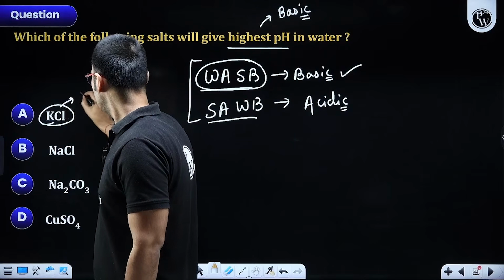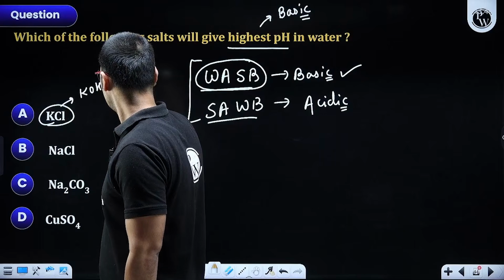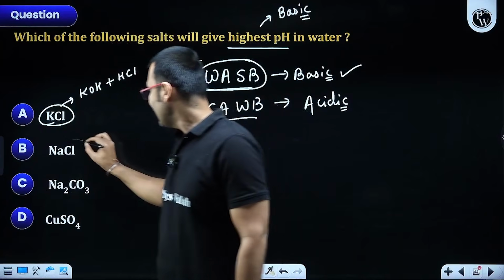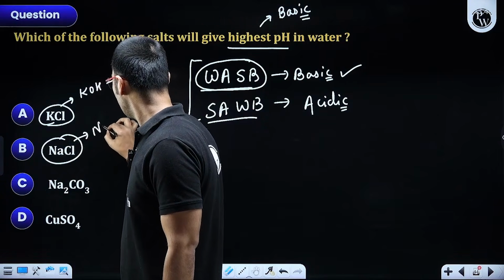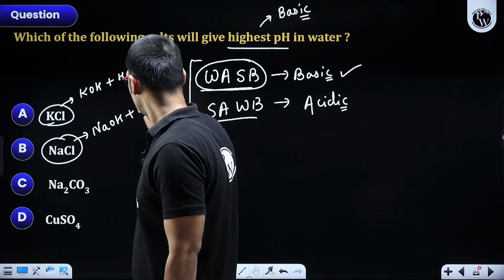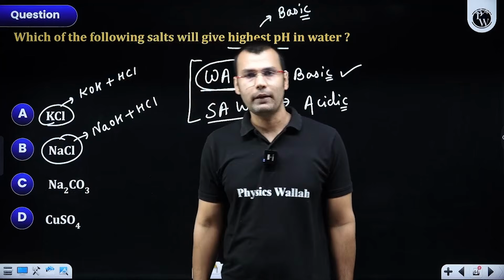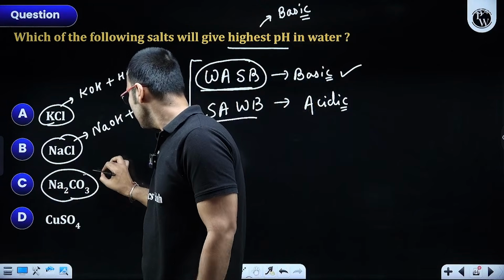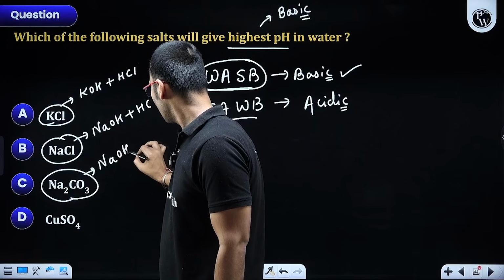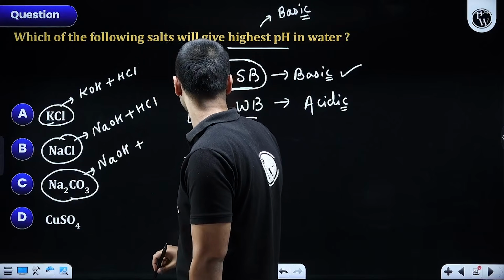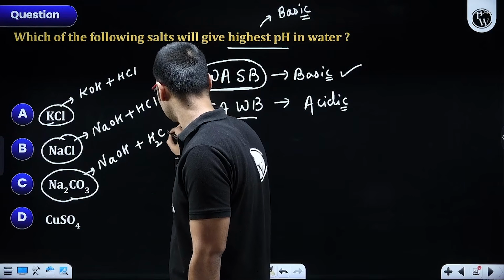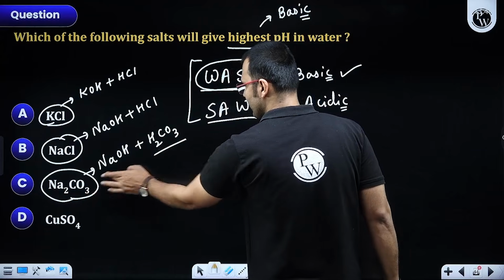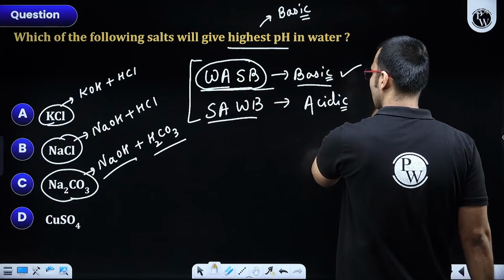KCl is made up of KOH and HCl, so it's a salt of a strong acid, strong base. Its pH will be 7. NaCl is again made up of NaOH and HCl, so it is again a salt of strong acid, strong base. So its pH will also be 7. Sodium carbonate is made up of NaOH, a strong base, and H2CO3, a weak acid. I think that's our answer, right? Na2CO3 is a salt of weak acid, strong base. Weak acid, strong base salts are basic in nature, right?